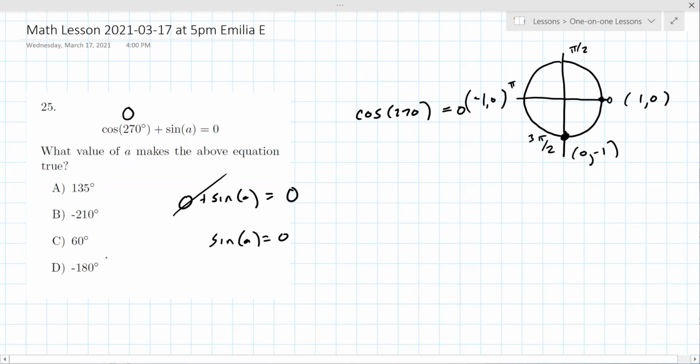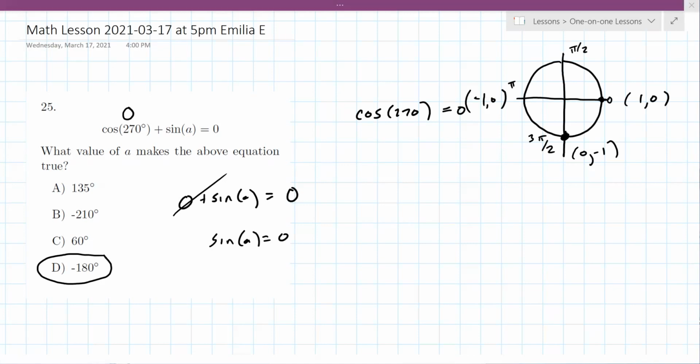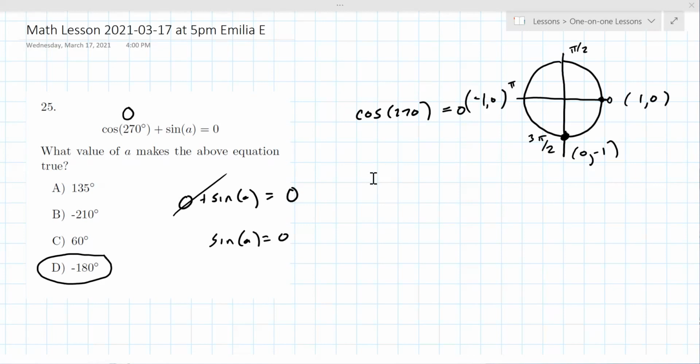So the answer here is this one, because you can get to this position either going one way or the other. So my guess is this is not very comfortable for you. Okay, so I get that the cosine of 270 would be 0. So sine of A, that's 180. Yeah, negative 180. And how did you get that?